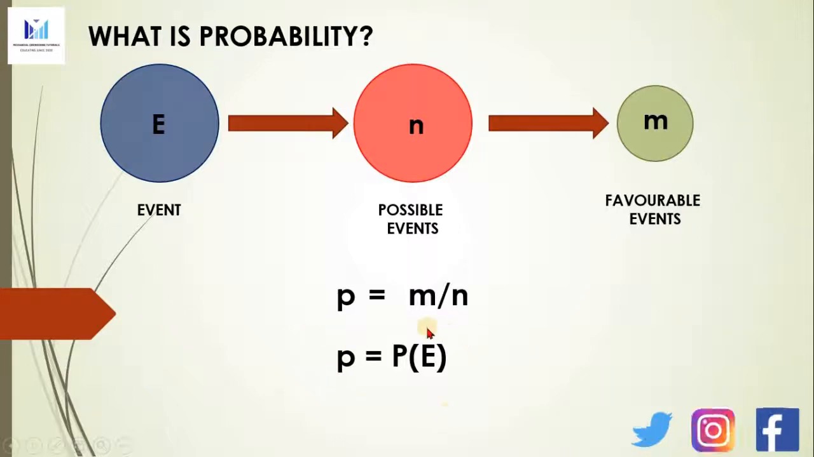So this is also denoted as capital P of E. This means that the probability of happening of the event E is denoted as P(E). So we can say P(E) will be equal to m by n.